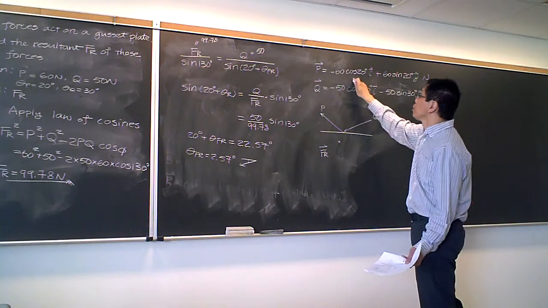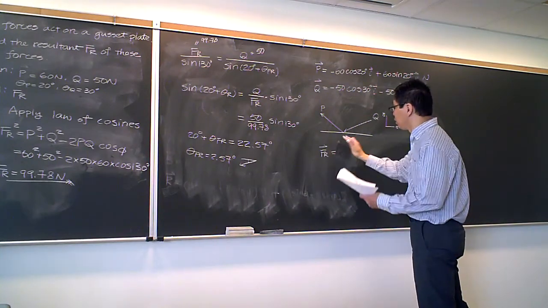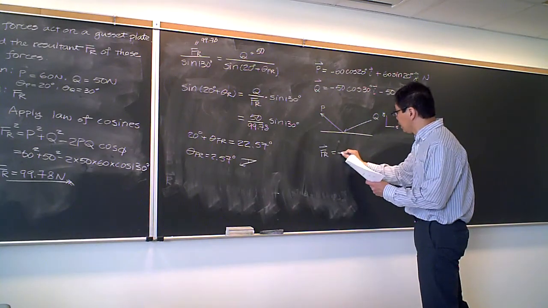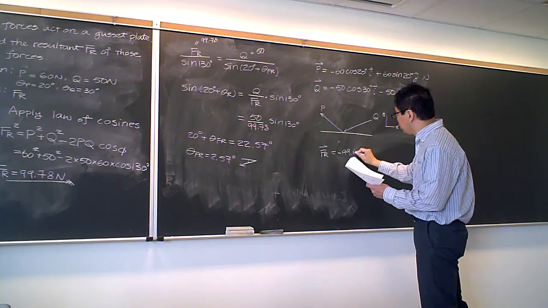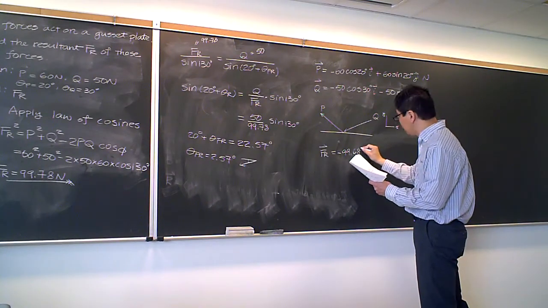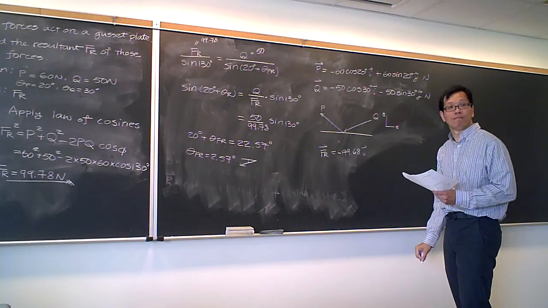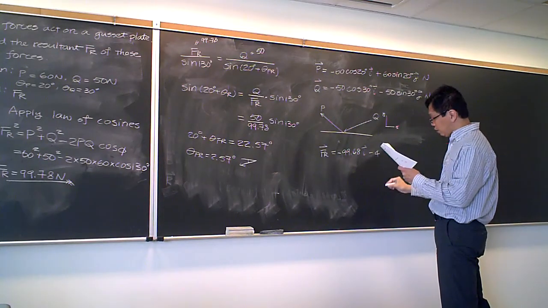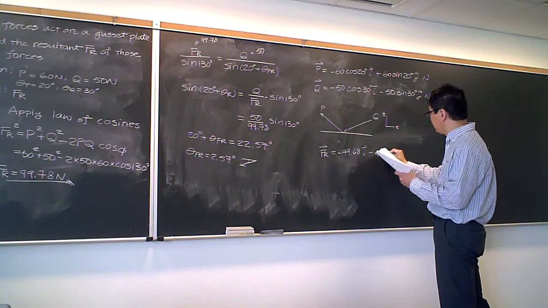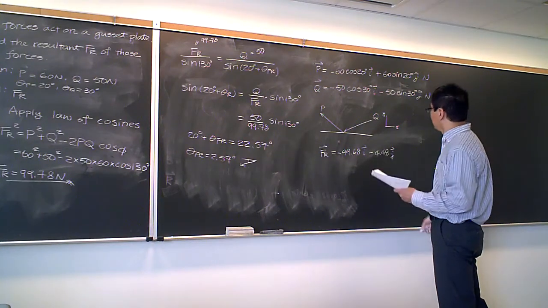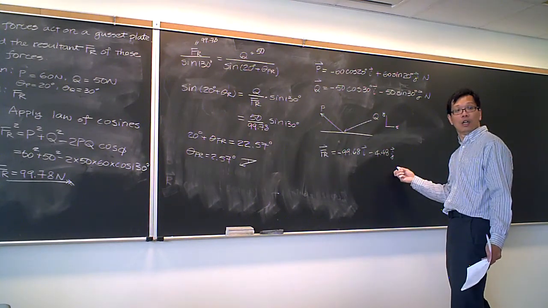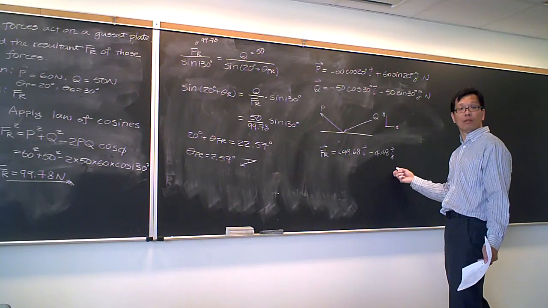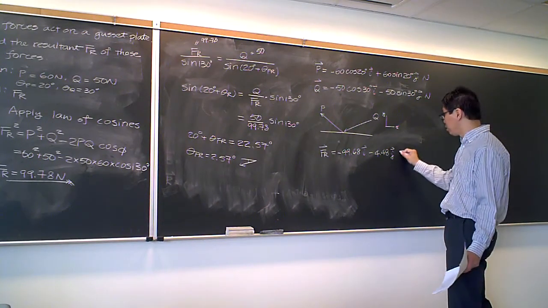So nothing fancy. If you try to find FR, you just add those two numbers together, you get your answer. And both of them are negative, so the answer you're going to get is going to be negative 99.68 I. Over here, you're going to find it's actually negative 4.48 J. What is the unit over here? Newton or pound? Newton. Be sure you do it.